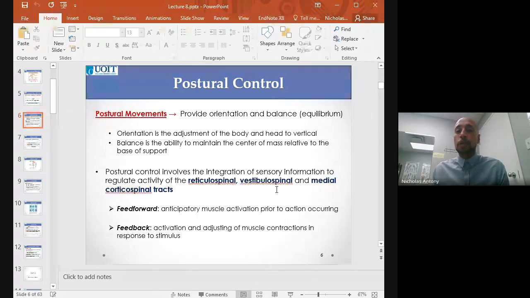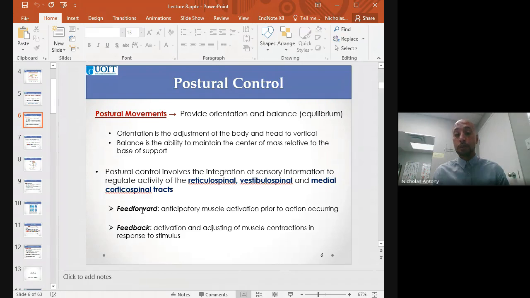And the reticulospinal tract is for baseline tone and activation of the core muscles. Okay, that's when the brainstem. So therefore, in terms of postural movements, we can activate our core muscles or posture muscles in a feed forward way or in a feed back way.